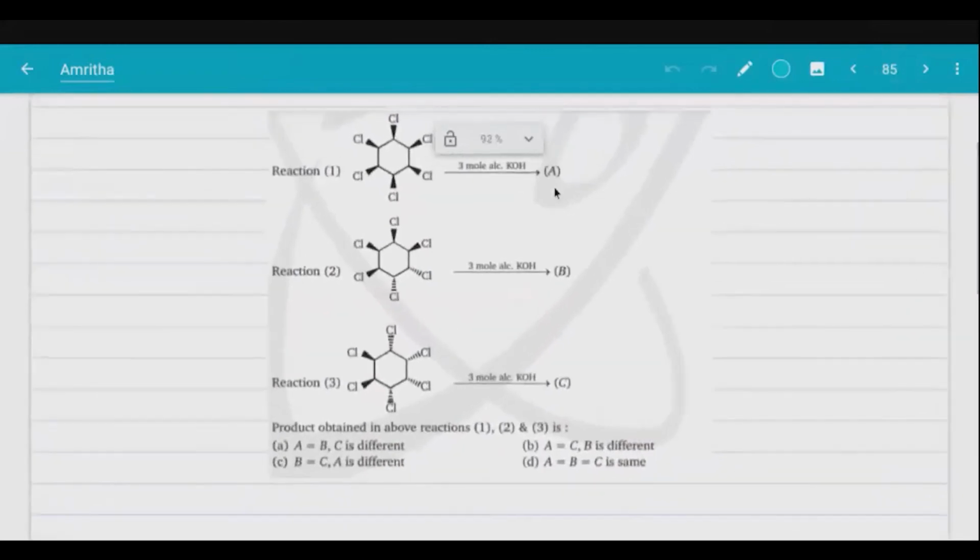Can you try? What is A, what is B, what is C? Very interesting question it is. How are they related? Are they equal or different? How will it be?